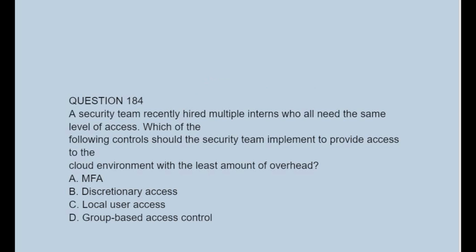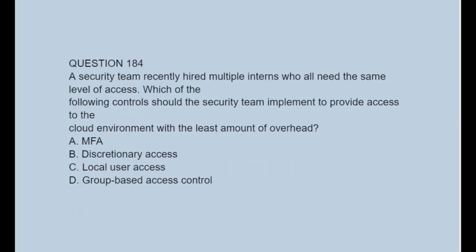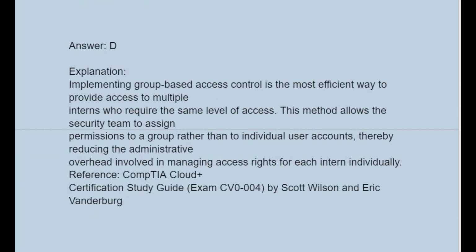Question is, a security team recently hired multiple interns who all need the same level of access. Which of the following controls should the security team implement to provide access to the cloud environment with the least amount of overhead? Option A, MFA. Option B, discretionary access. Option C, local user access. Option D, group-based access control. Correct answer is option D.